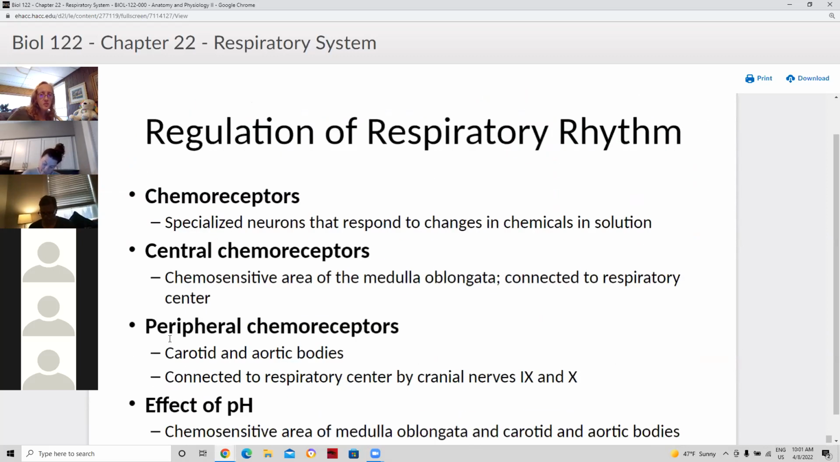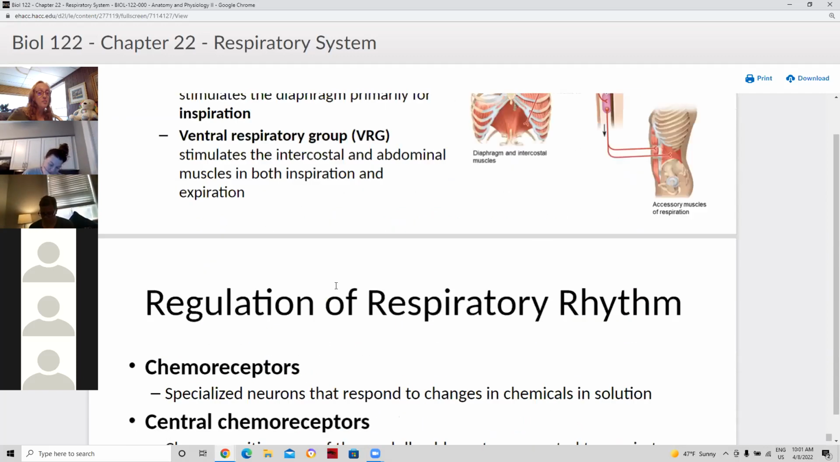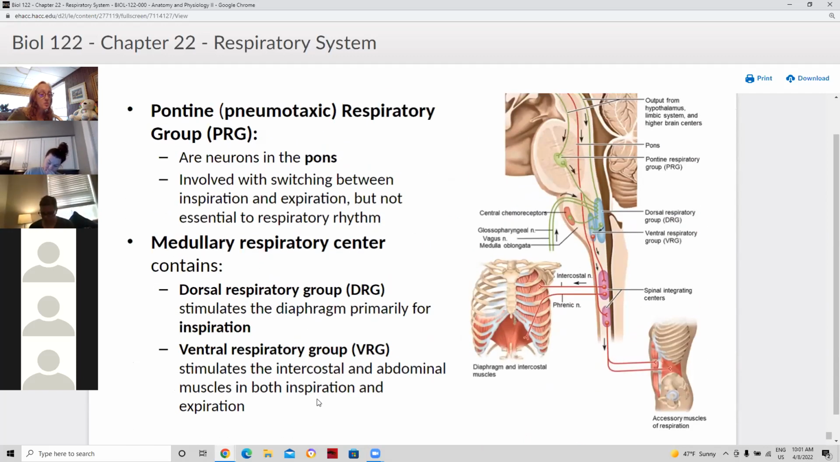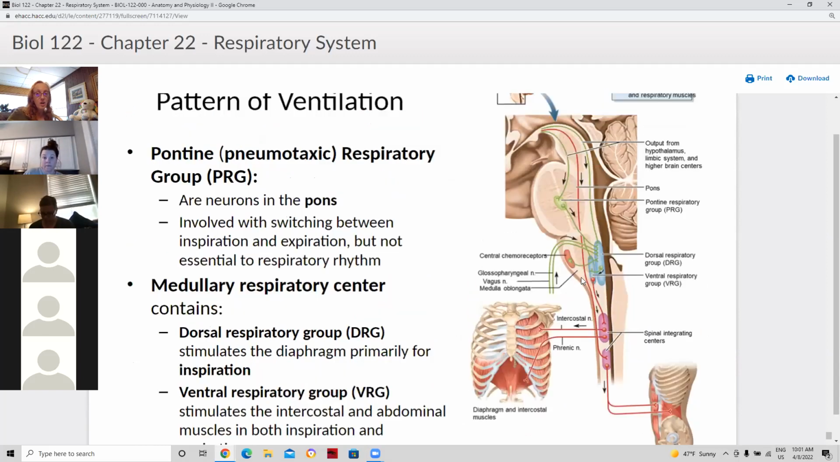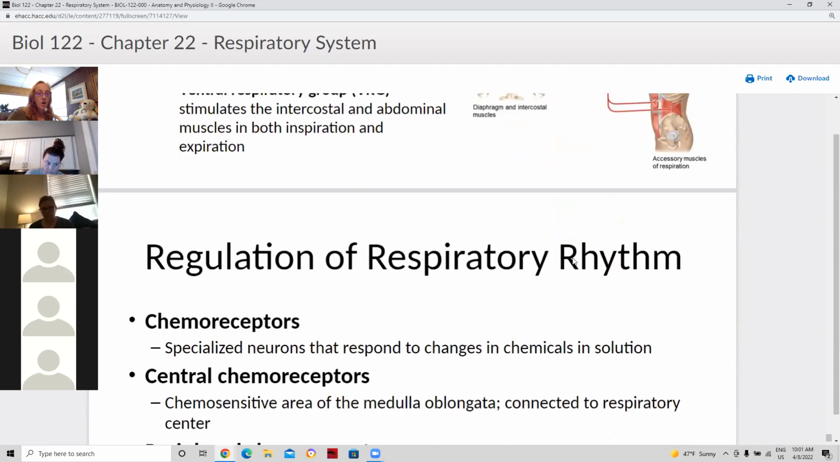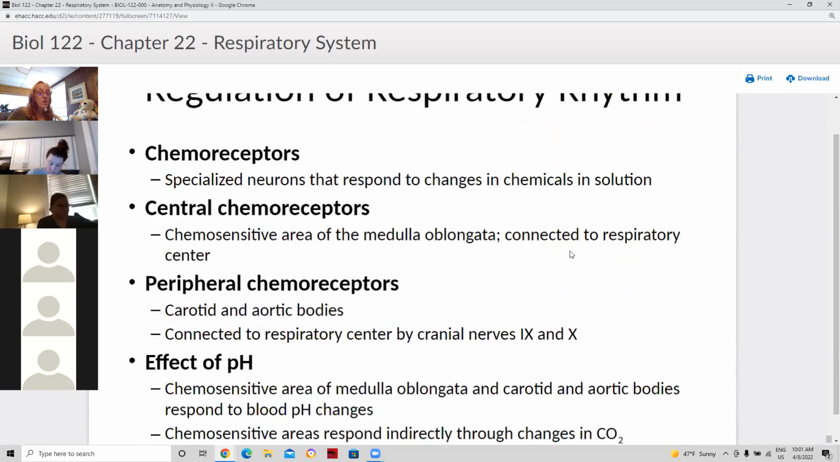So regulation of respiratory rhythm is controlled by chemoreceptors, specialized neurons that respond to changes in the chemicals in a solution. Central chemoreceptors are the chemosensitive area of the medulla oblongata that's connected to these two groups right here. The peripheral chemoreceptors are found in the carotid and aortic bodies.